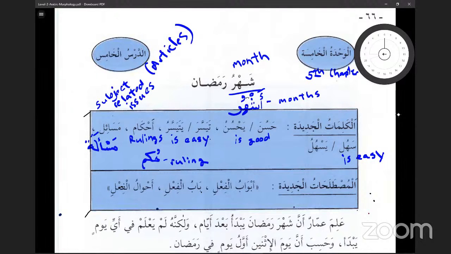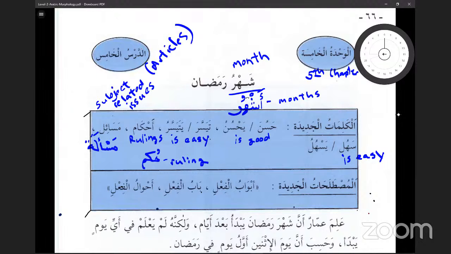Ahkam, rulings. Hukm, ruling. Masail, articles or subject related issues. The mufrad, the singular, is mas'ala.